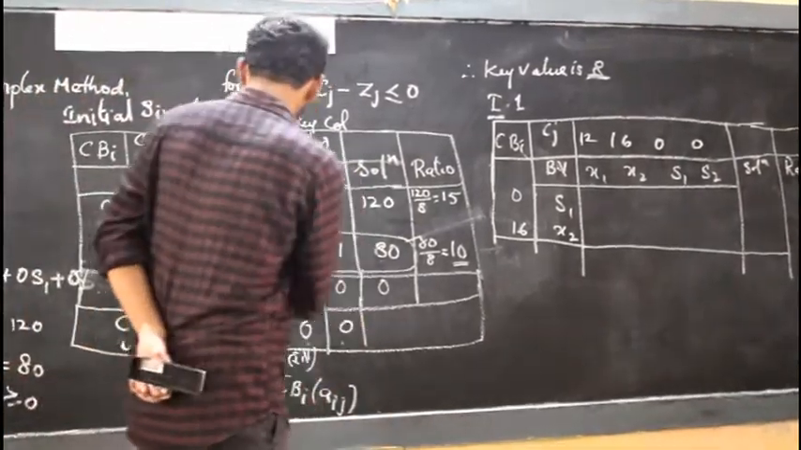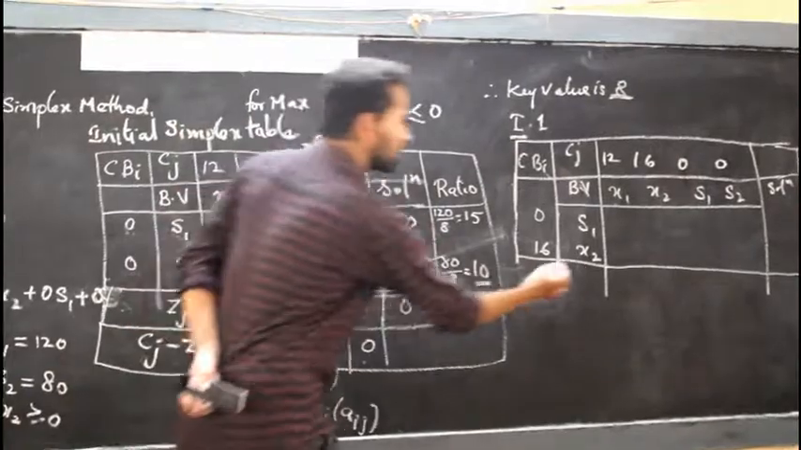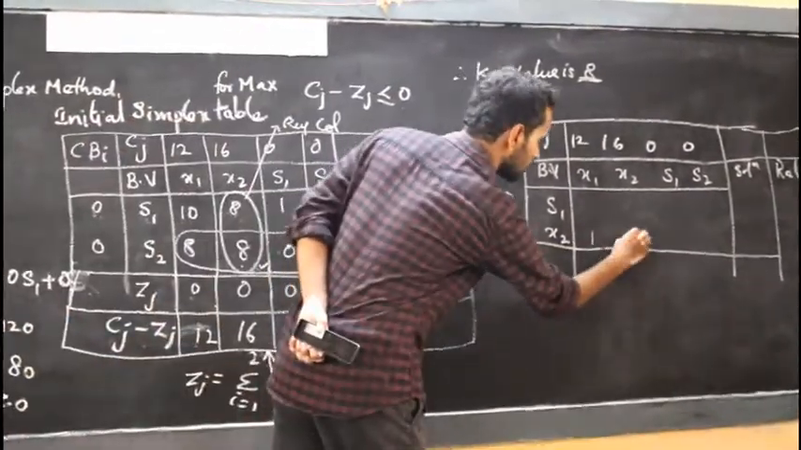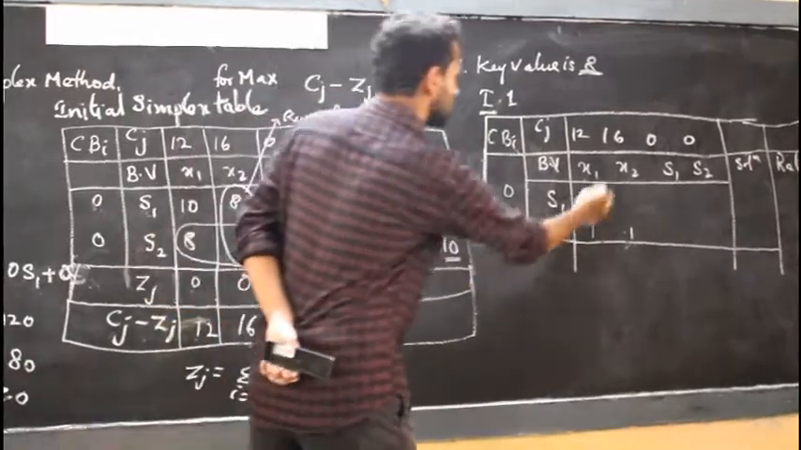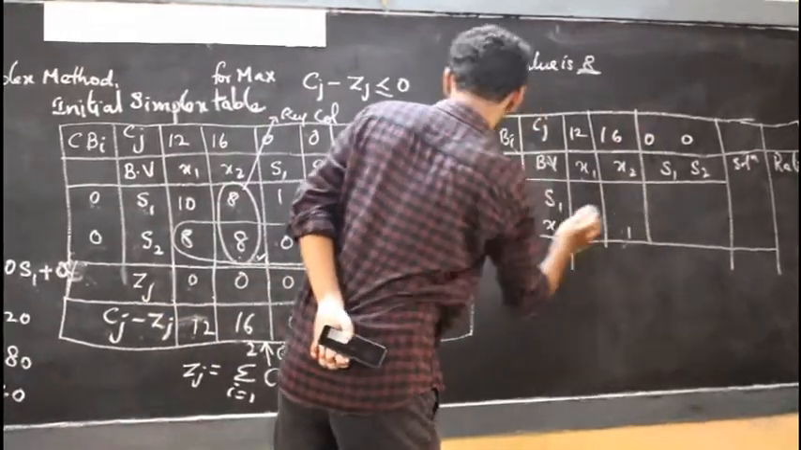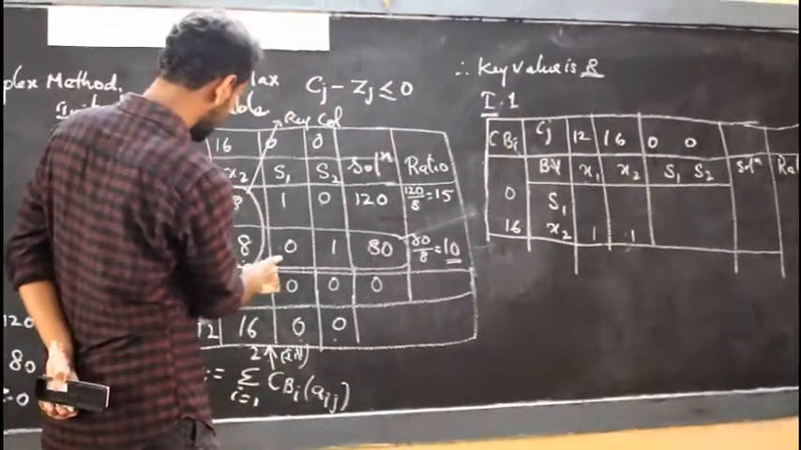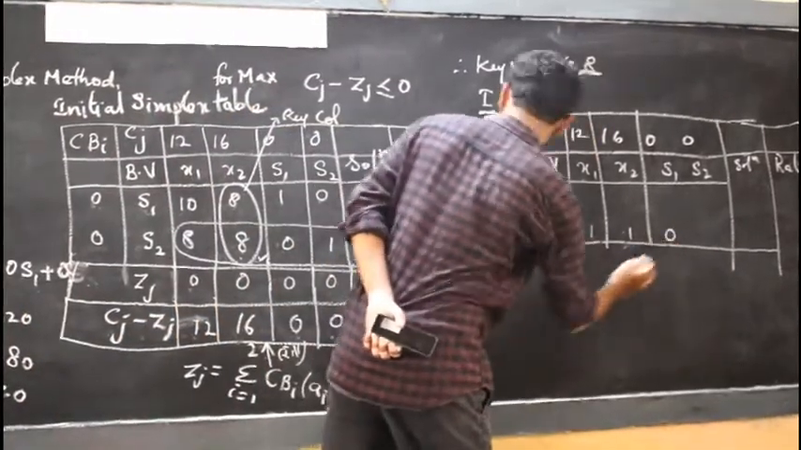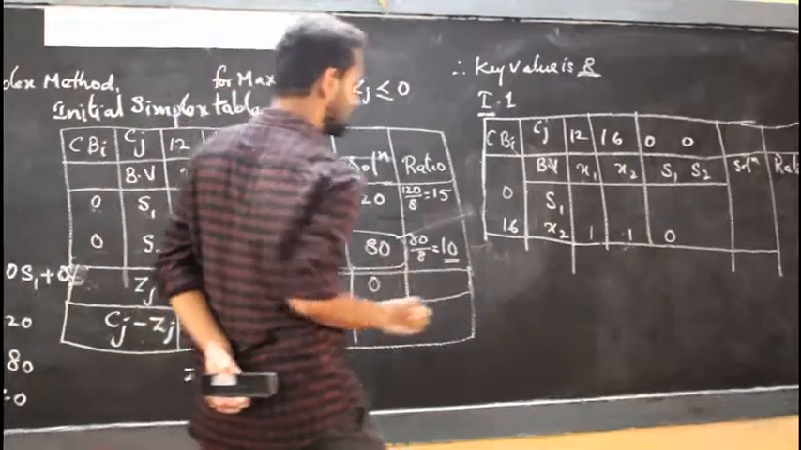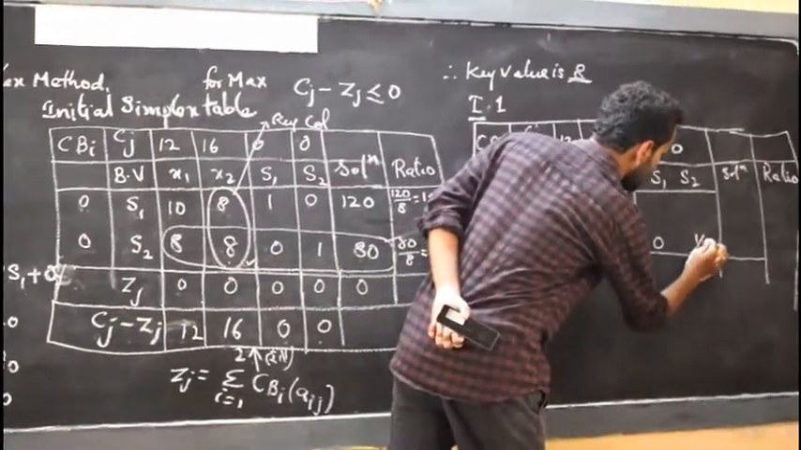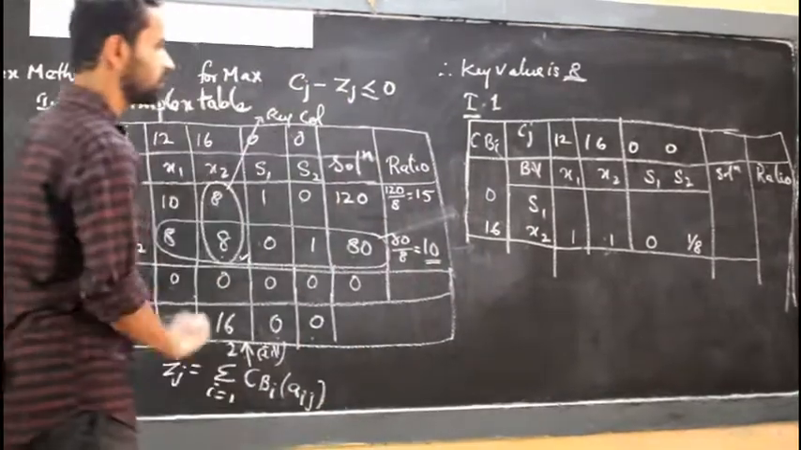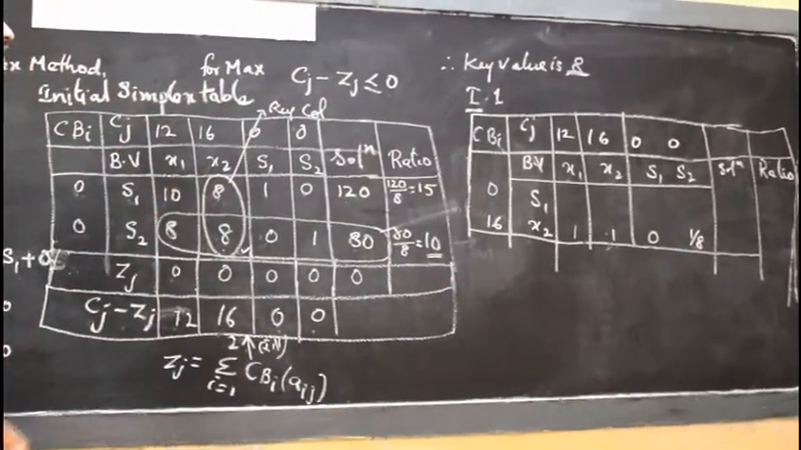So what will be there? 8 divided by 8 is 1. Next, 0. What do I have here? Key row value is 0. 0 divided by 8 is 0. And again 1 divided by 8 is 1 by 8. So this is your complete key row. The key row got changed.